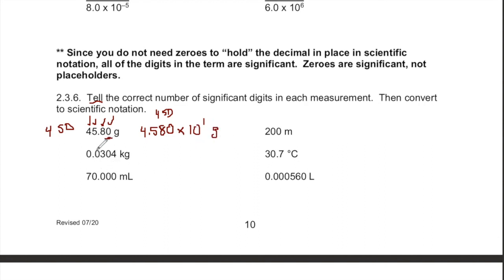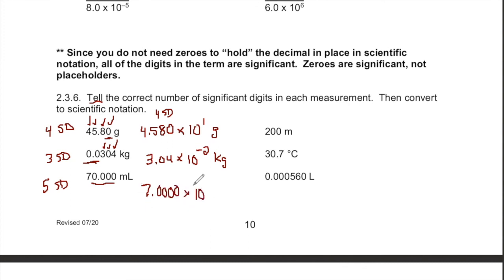This one here, our leading zeros are never significant. To the left of the non-zero digits are never significant. This number has 3 significant digits. This 0 in between is always significant. So we are going to keep 3.04 times 10 to the negative 2 kilograms. These numbers are significant. We have 5 significant digits. We're going to keep all 5 here. When we convert to scientific notation, 7.000 times 10 to the 1 milliliters.